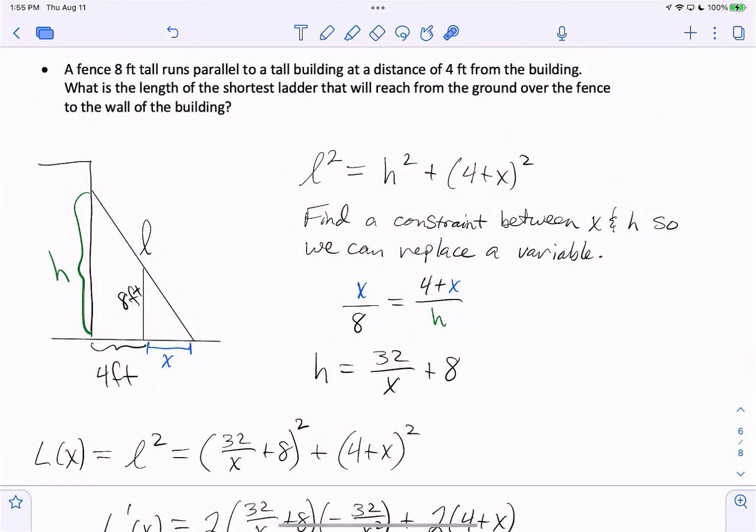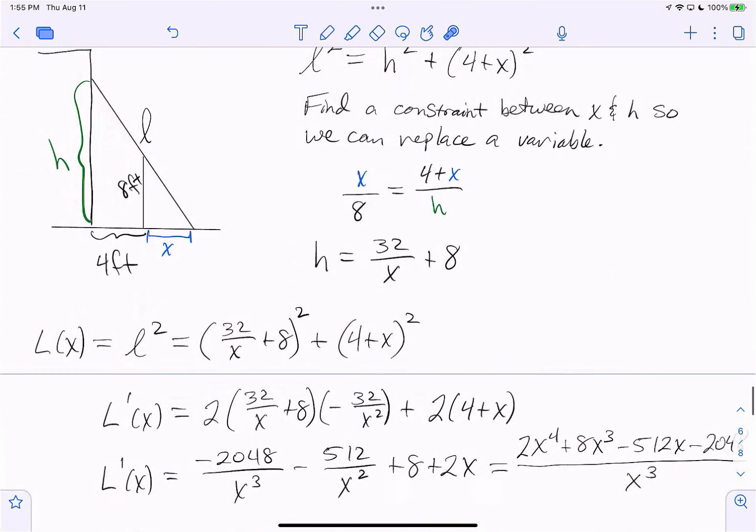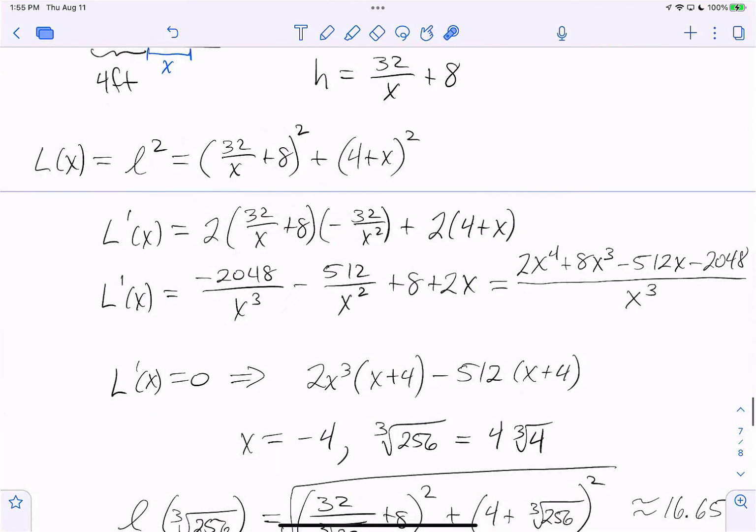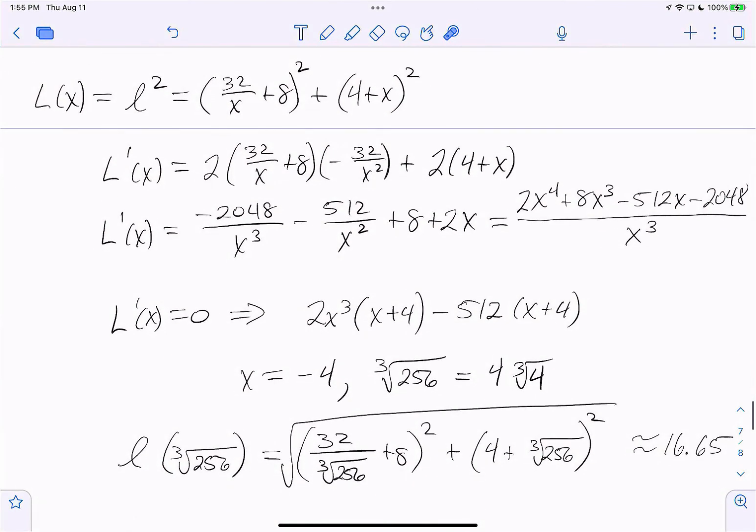Solving that equation for h allows me to substitute out the h, and I'm again going to go with minimizing the square of the length. So I have that L of x is equal to the quantity 32 over x plus 8, squared, plus the quantity 4 over x, squared. That's what I'm going to differentiate. I went with the general power rule, so the power rule and the chain rule. You can pause this if you like, but finally I get two answers.